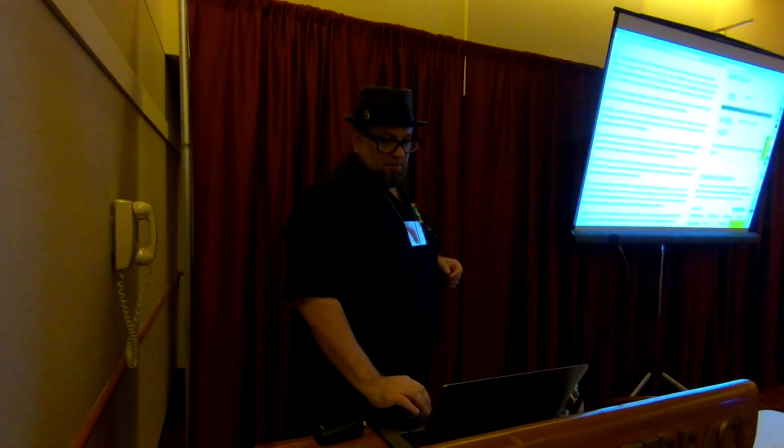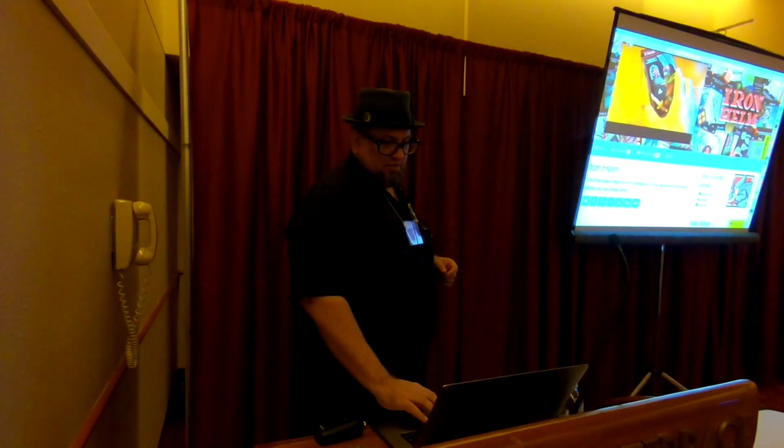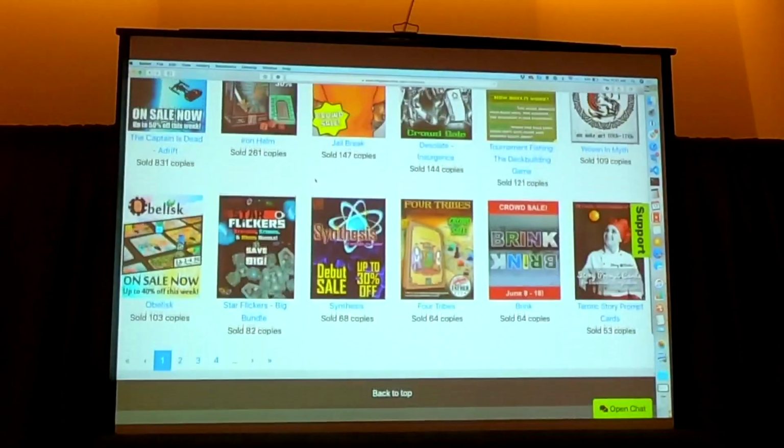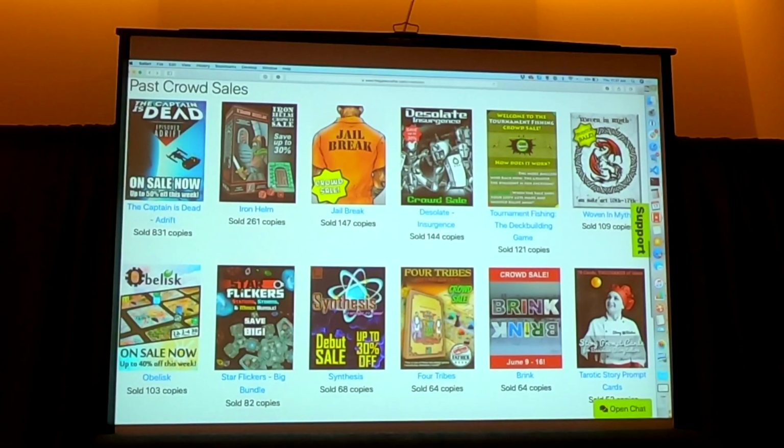So I would recommend that if you want to do a case study on someone regarding crowd sales, you go down here to the bottom of the crowd sale page, you look at Iron Helm, Desolate, and 4 Tribes. All 3 of those campaigns are him. He does a great job of maximizing value for his customer, and therefore gets a lot of sales on every one of his campaigns.